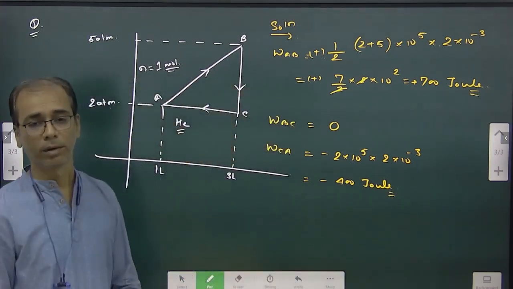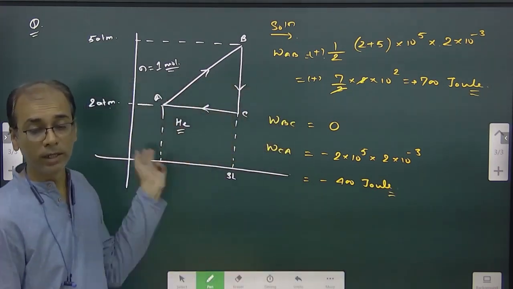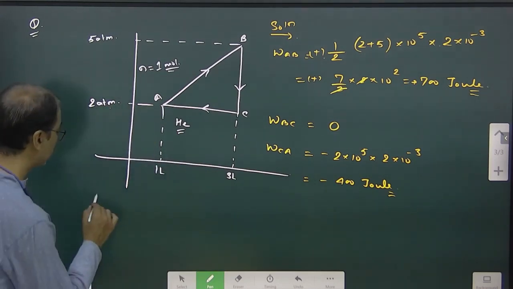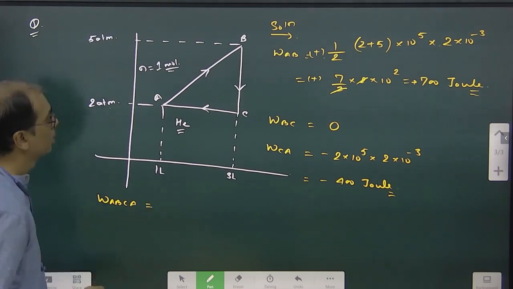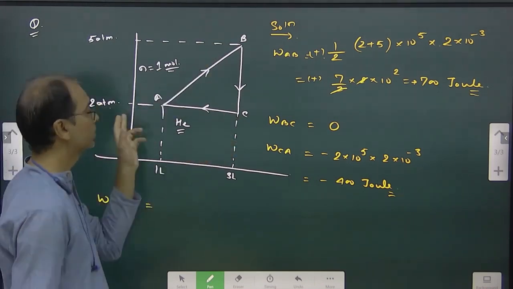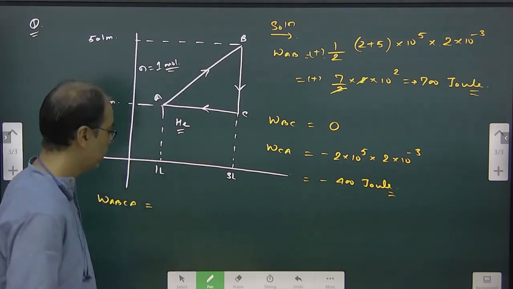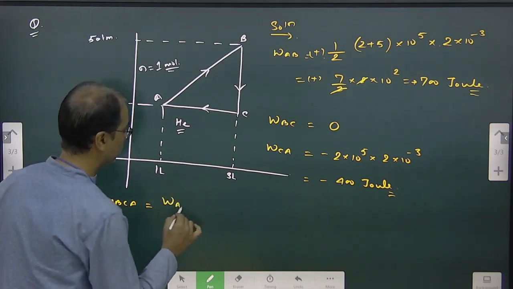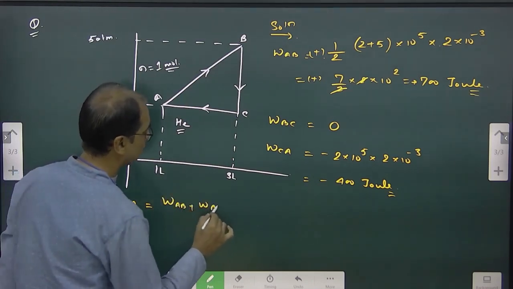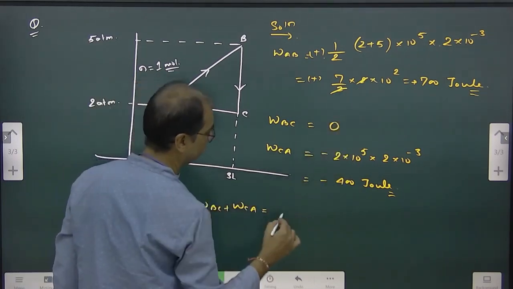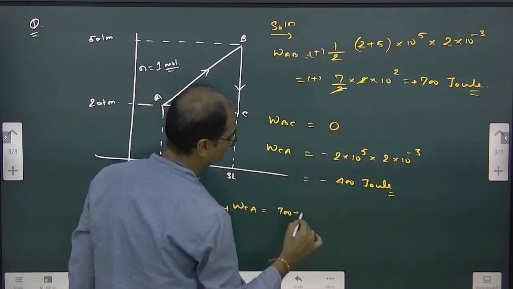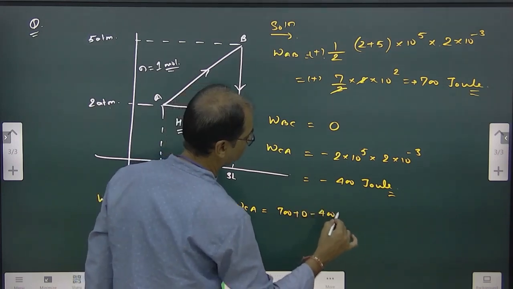Minus 400. Now then, work done in the entire process, work done in ABCA. How to find? Work done in this plus work done in this plus work done in this. That's it. Okay. Work done in AB plus work done in BC plus work done in CA. How much is going to come? That's 700. This is minus 4. 700 plus 0 minus 400. That is 300.